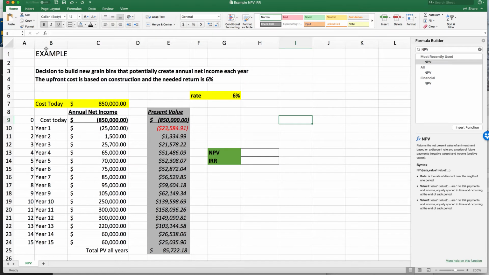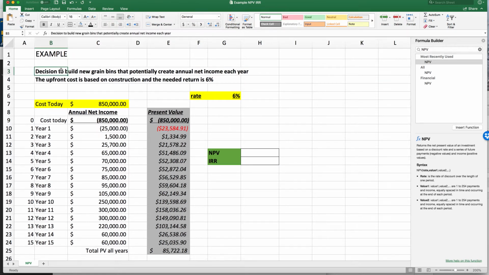All right, so I have an example built for you in Excel. Again, this is a grain bin potential idea to try to build some storage bins. We maybe could use them for our own crop, or really we may use them to store other people's crop and help earn money that way. So what we've looked at is the information. First of all is rate. I do know my money can be used in other places. So the question is, what do I want this investment to earn me at minimum? And the rate I have in here is 6%.